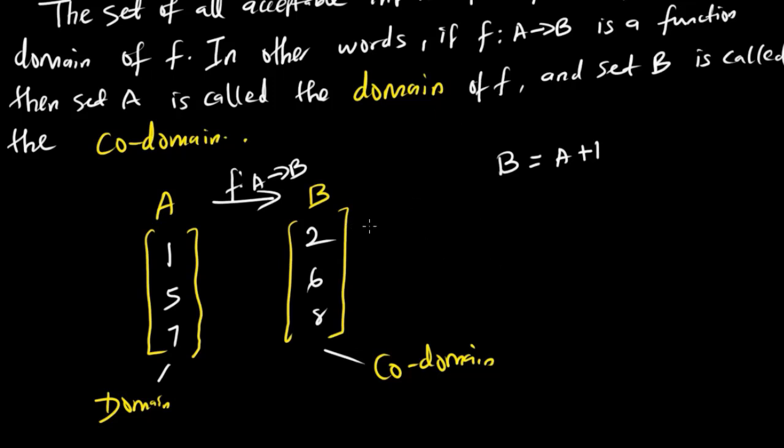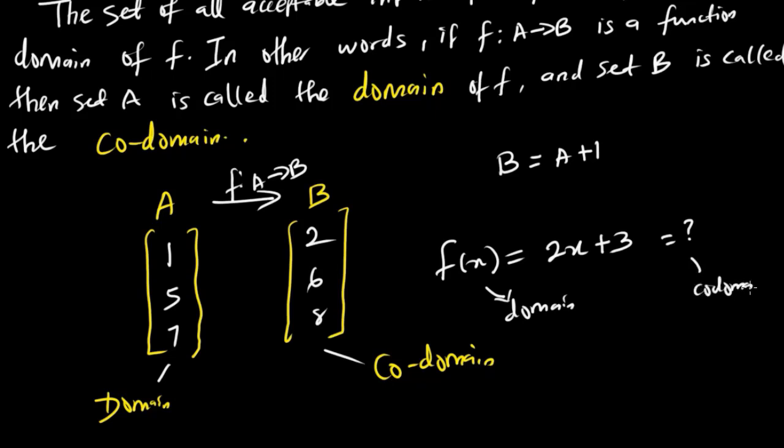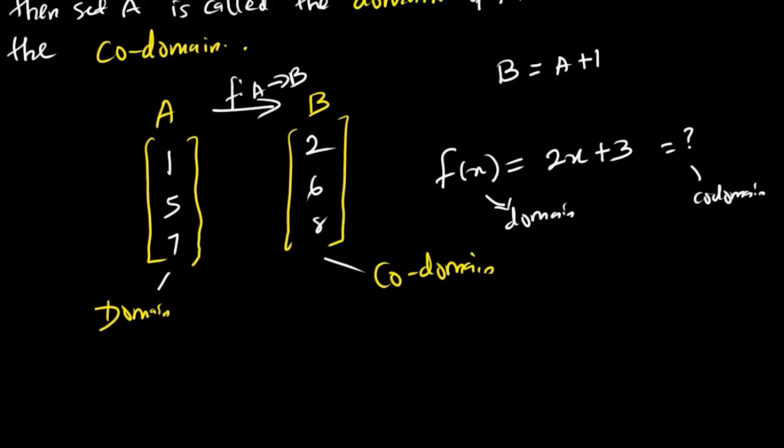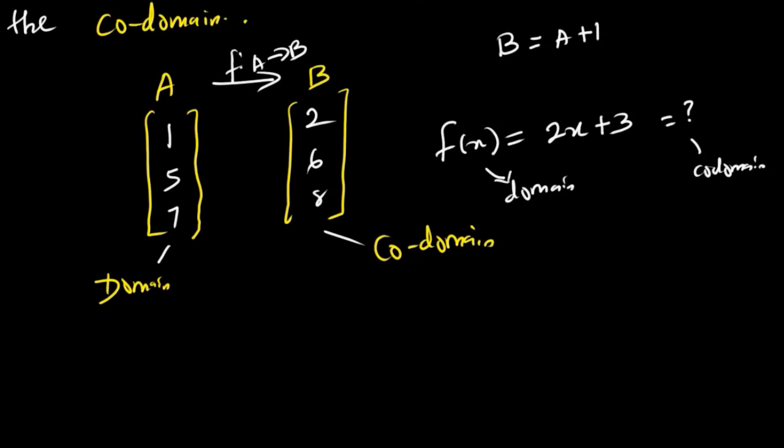For example, if you have a more general function as f of x equal to 2x plus 3. So every value that we substitute as x is the domain. And whatever this is, the set of all this is the codomain. So just like we have here, we have 1, 5, 7 as all the sets of A, and B to be 2, 6, 8. So the values we have inside A, they are the domain, and the elements we have inside B, they are simply the codomain.